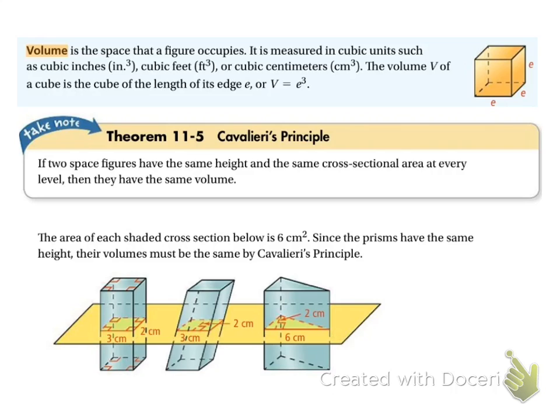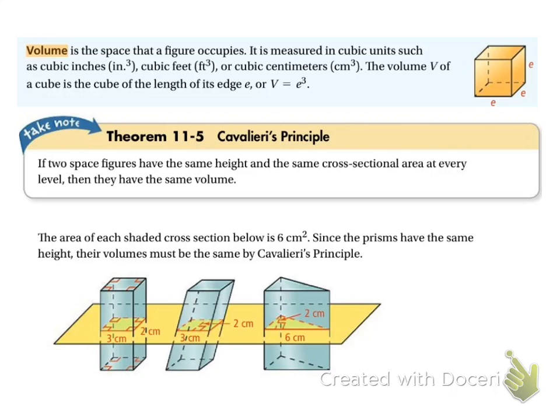Cavalieri's principle. Sorry, I don't know who that is, but he did a great job with this principle. It says if 2 space figures have the same height and the same cross-sectional area at every level, then they have the same volume. So, looking down here, if these have the same height, and when we take a cross-section at any point, they have the same areas, then they take up the same amount of volume.